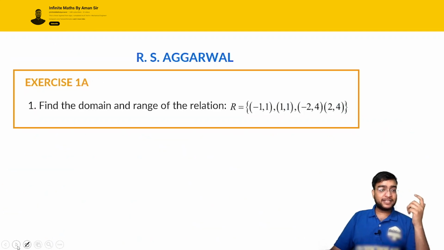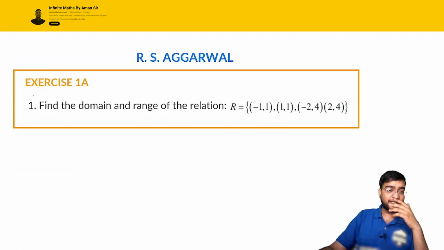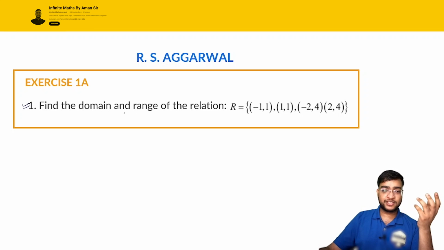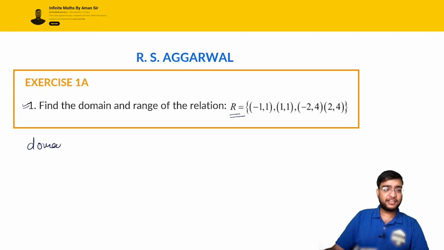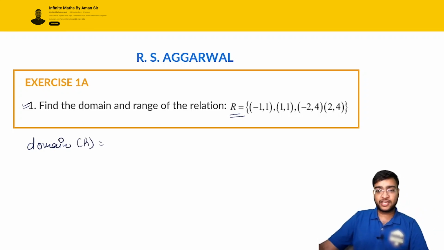Okay, let's start the exercise part. I'm taking the exercise first here. The first question is to find the domain and the range for this relation. That is very simple, sir. For the domain, you just take the first elements. The domain of R is all the first elements from the coordinates here, so this is -1, 1, -2 and 2.